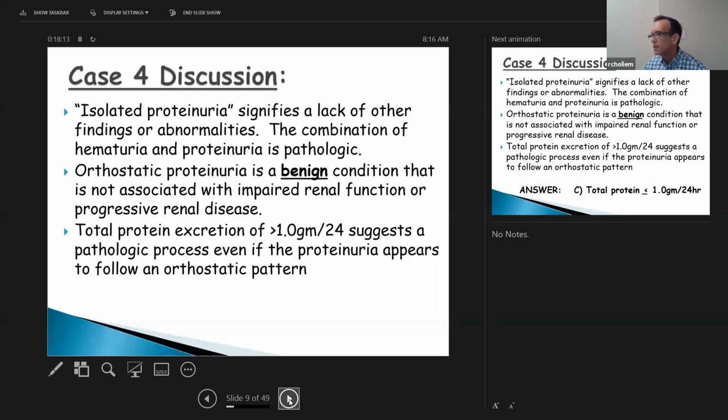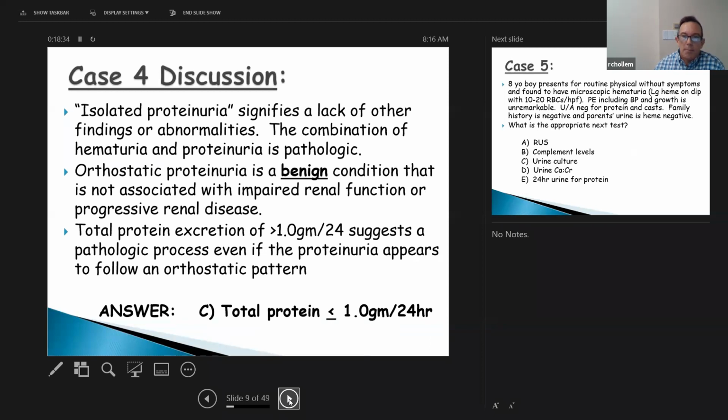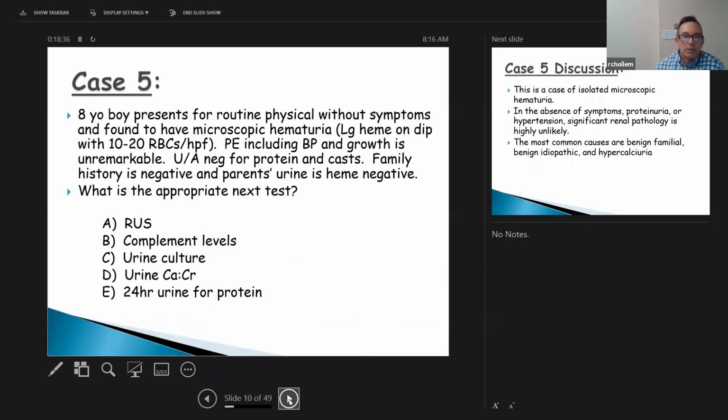The literature will say you can have up to 1,500 milligrams or 1.5 grams per 24 hours, but most of us agree we get a little concerned if you're above 1 gram. So just remember that 1 gram per day. You may not even get to a 24-hour urine, and it's okay. You don't have to quantify it if that first morning urine is negative. So the amount was the answer.